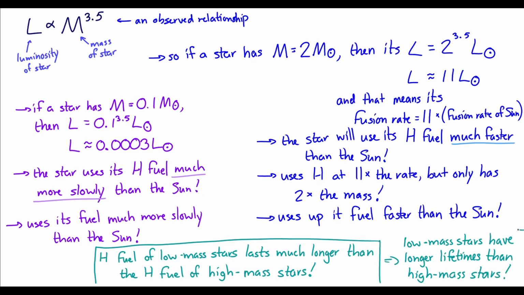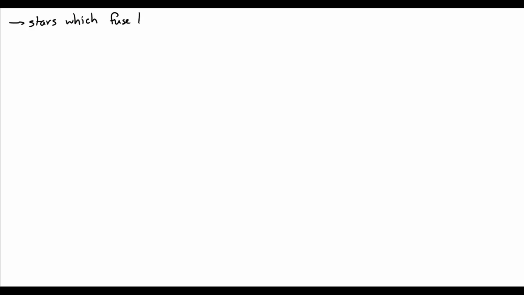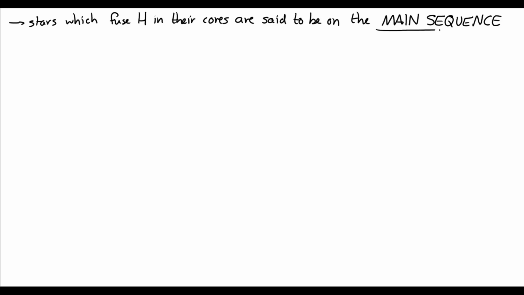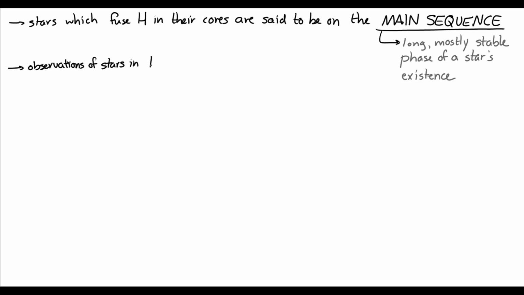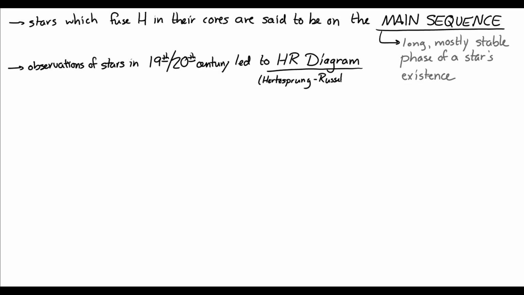Now, all of the stars that we're talking about, which are fusing hydrogen in their cores, are said to be on the main sequence. The main sequence is a long and mostly stable phase of a star's existence. And the name of this main sequence comes from a graph which was developed by observations of stars in the 19th and early 20th century. And this graph is called the HR diagram. HR for Hertzsprung and Russell, two scientists who developed it or helped to develop it.